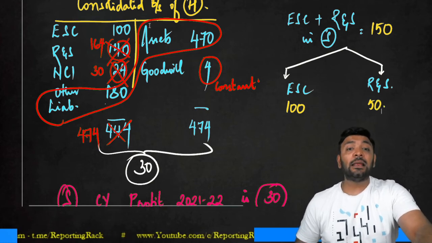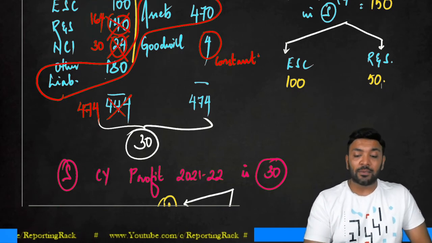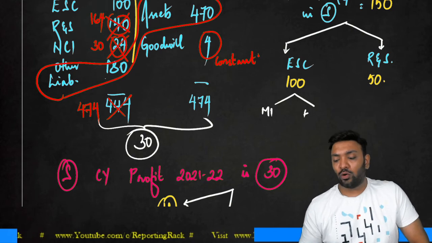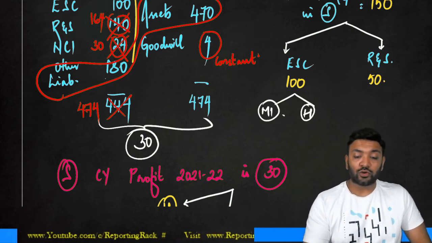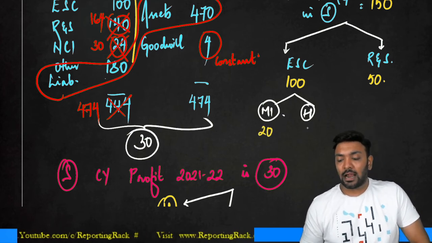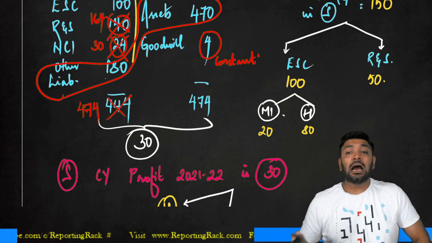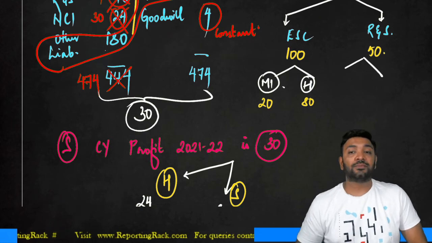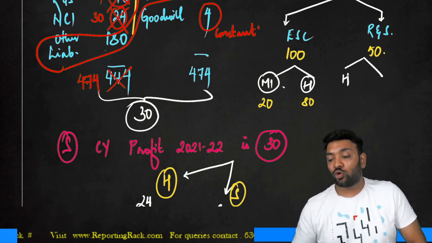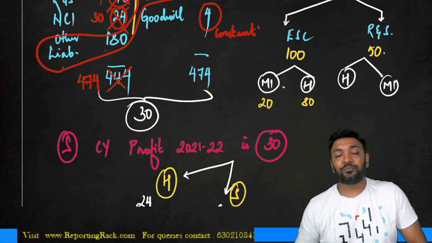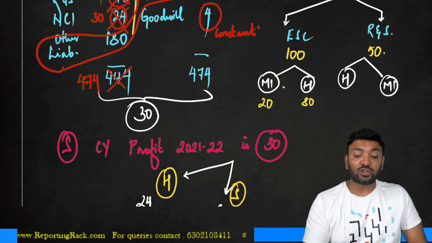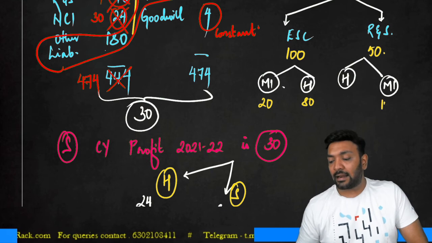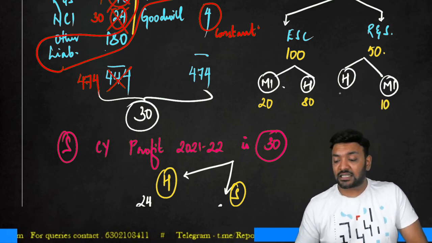Of this 100, 80% is held by the holding company, and the balance 20% is held by minority interest. Minority holds 20% and the holding company holds 80%. Out of this reserve and surplus, I'll again bifurcate it into two parts: to the extent it belongs to the holding company, and the extent it belongs to minority interest. 20% of 50 is 10. How much is the holding company's share? 40.